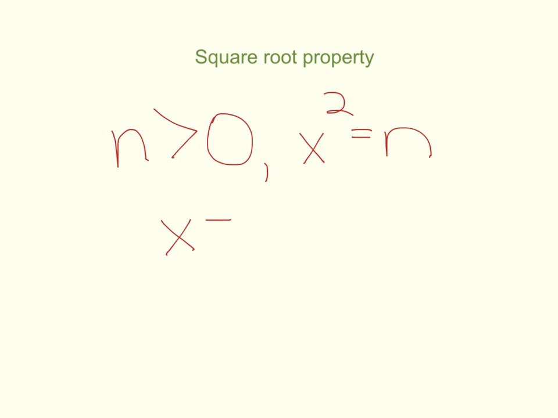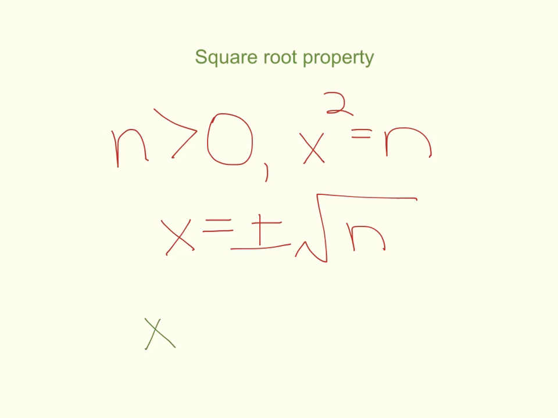So the last part of this section that we're going to talk about is the square root property. And what that means is that for any number n that is greater than 0, if x squared is equal to n, then x equals plus or minus the square root of n. And so that means that to solve a quadratic equation in the form of x squared equals n, you take the square root of each side.